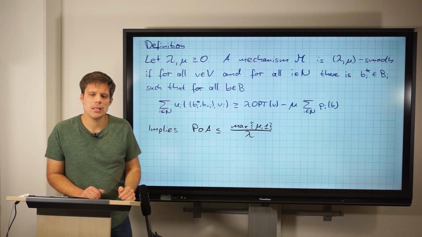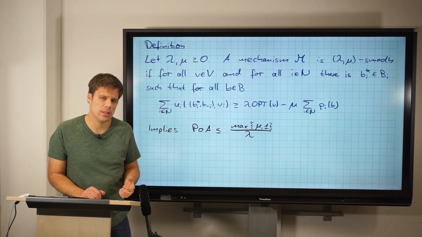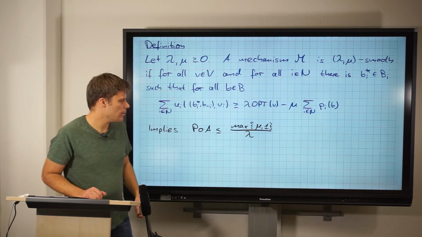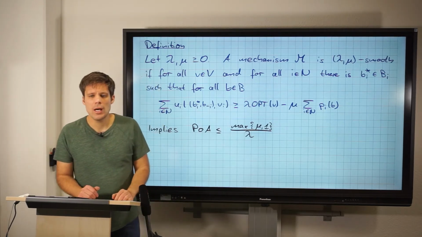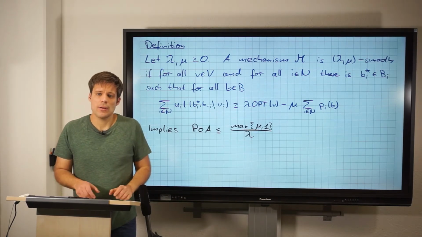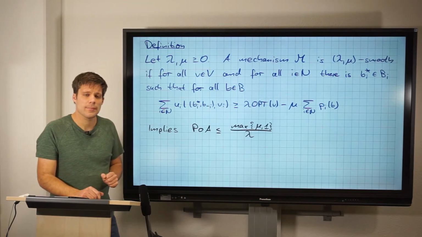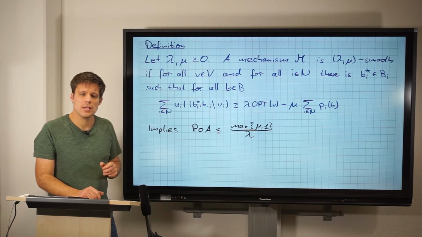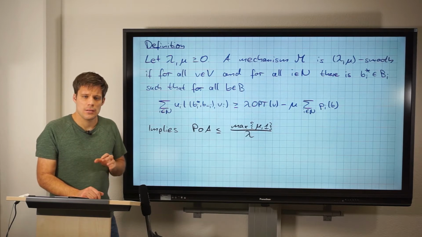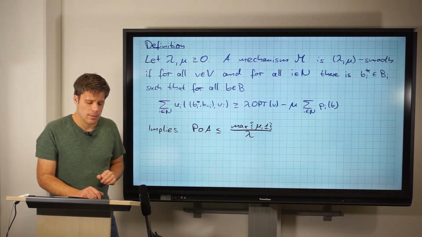And this implies that the price of anarchy for Bayes-Nash equilibria, for coarse correlated equilibria, for correlated equilibria, for mixed Nash equilibria, for pure Nash equilibria is always bounded by the maximum of mu and 1 divided by lambda. So all we are doing today is just proving smoothness of mechanisms. And this has then the immediate consequence that we are also bounding the price of anarchy using the proofs from last time. Good.